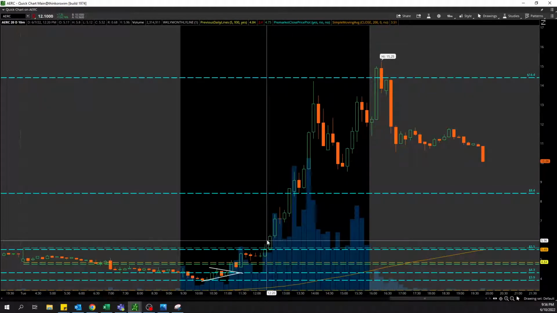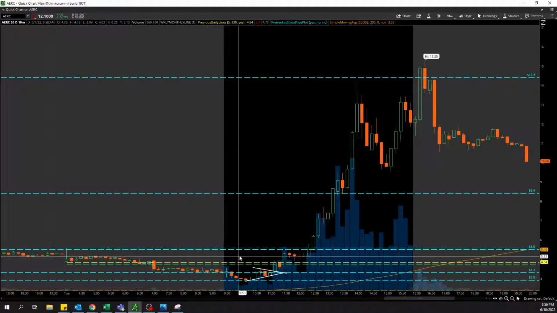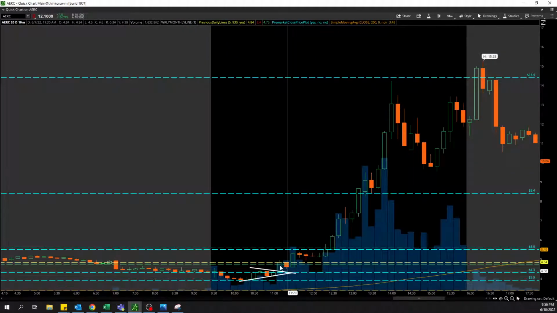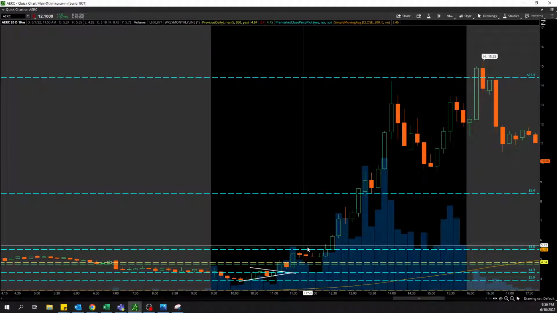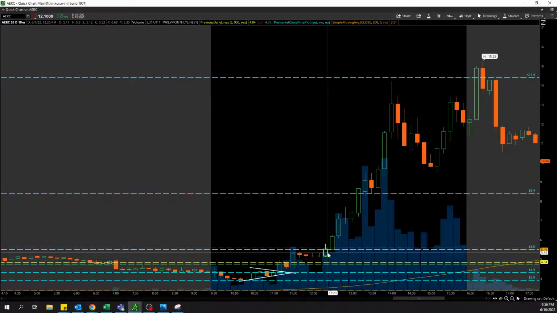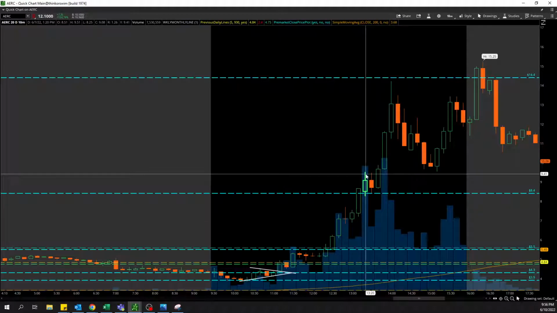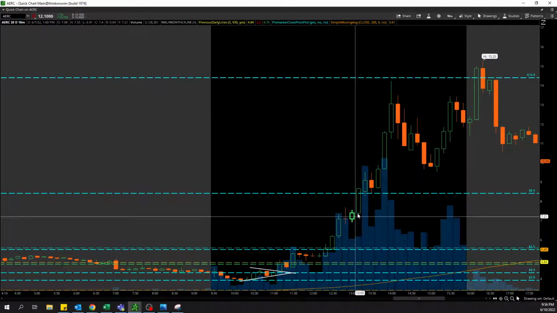Now this is what we call the first move. I like playing off of support. So this would have been the first move. This would have been your add. Then this could have been an add. And then this would have been an add. Remember, it's still making higher lows on the 10-minute.